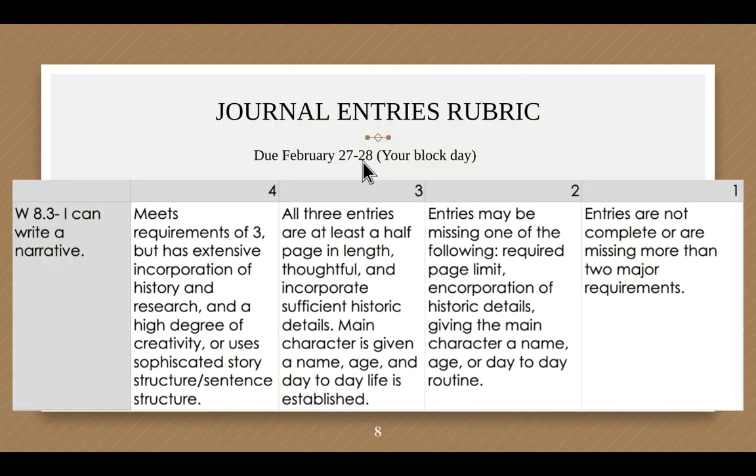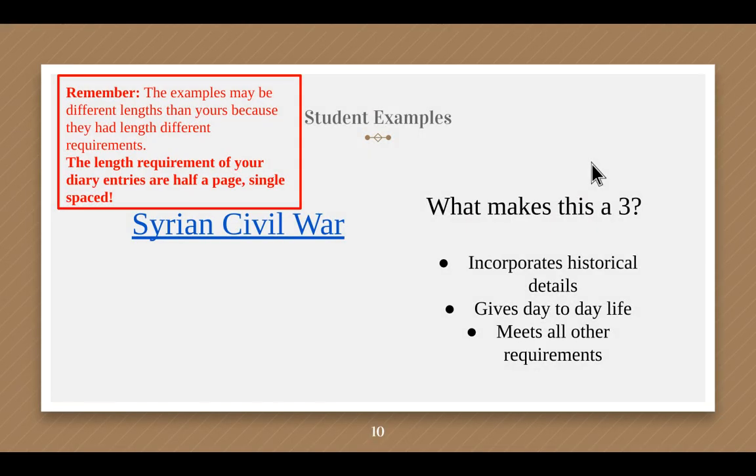We'll be presenting these March 4th in class, but notice the due date is February 27th or 28th, depending on when your block day is. So Thursday or Friday, depending on your block day. All right, we're going to look at some student examples. The length requirement on yours is a half page per entry, single spaced. These might be slightly different just because my students last year had a slightly different length requirement.